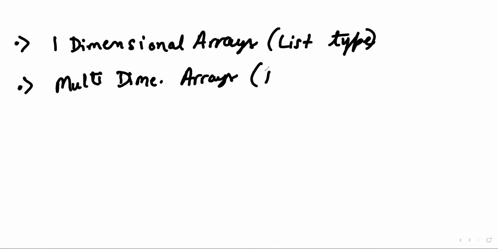Okay. So if these things are clear, there are two kinds of arrays. One is the one-dimensional array, which is like storing data in list type. Second is multi-dimensional arrays, which are in tabular form, like when we define matrices, this is the way we store them.